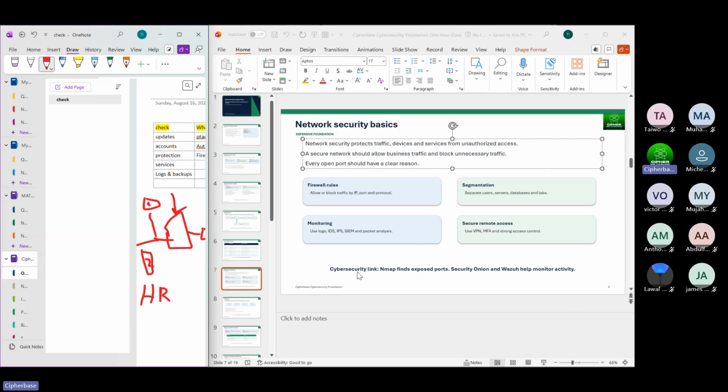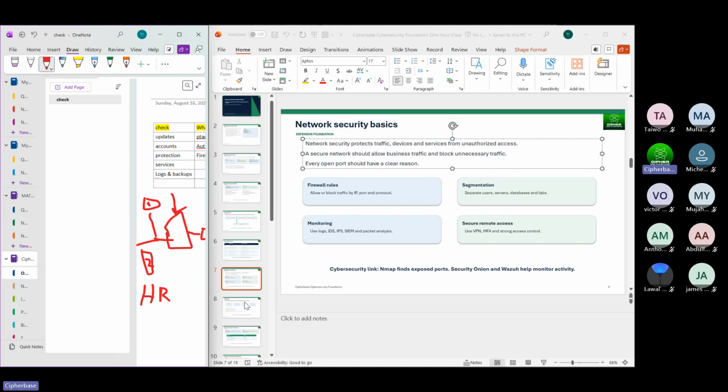I now put down here, how does cybersecurity link everything together? Of course, Nmap, we use it in our Kali to scan the network and find exposed ports. Security Onion and Wazuh help monitor activities. So that's how this concerns you as a cybersecurity person.